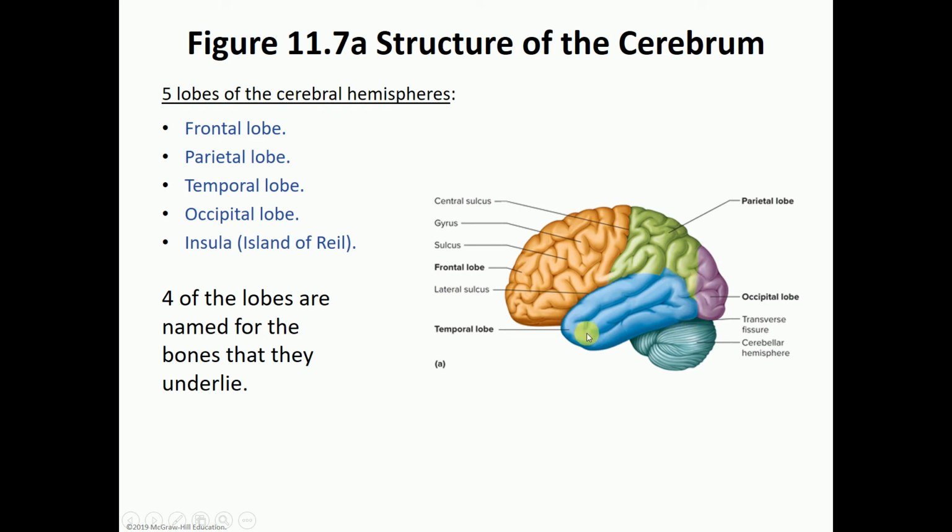The insula you cannot see in this image. You would have to remove the temporal lobe in order to see it. The insula is named that because of how it is insulated. It is very deep in the structure. Again, you would have to remove this temporal lobe in order to find the insula.